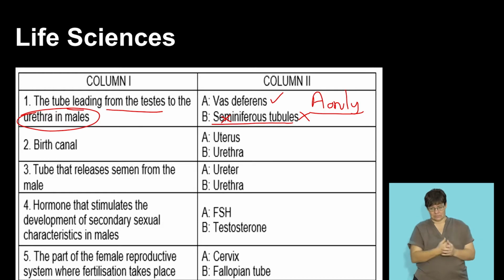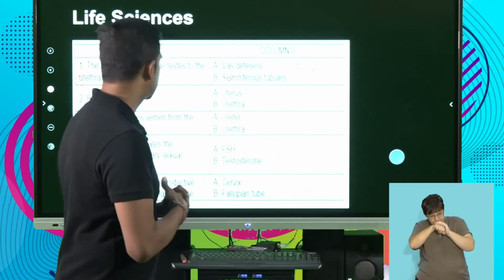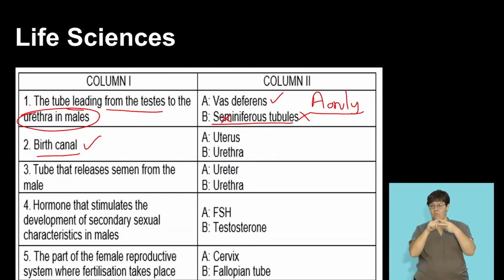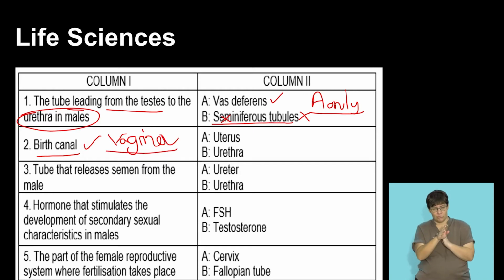The next term in column 1 is the birth canal. Now guys, the birth canal refers to the passage through which the baby passes during a normal natural vaginal delivery. So let's look at that concept. We've got 2 options here, and we know that the birth canal is from the uterus into the vagina. And so let's look at what options are given.